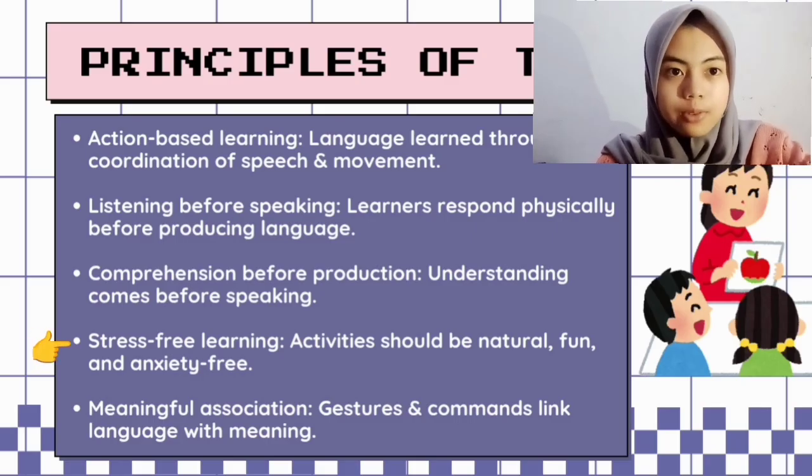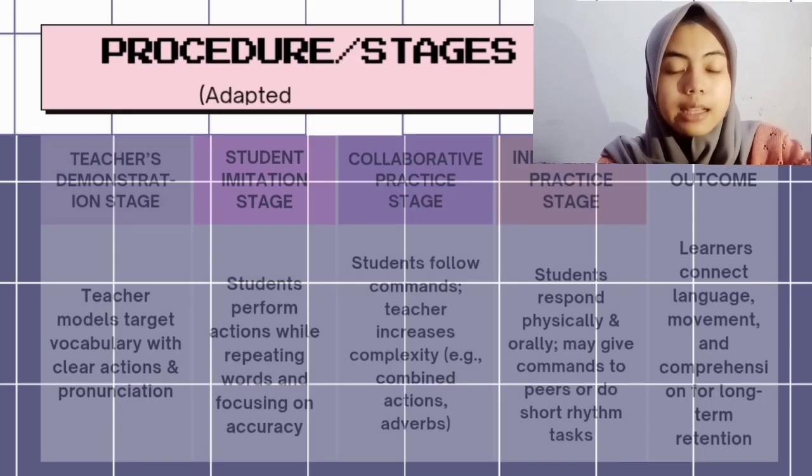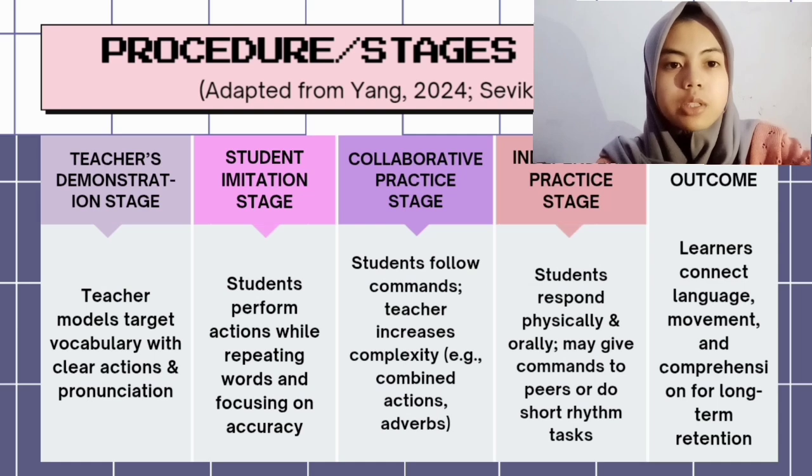Fourth, stress-free learning. Activities should be natural, fun, and anxiety-free, so students feel comfortable taking part. And finally, meaningful association. Gestures and commands connect language with the meaning, making vocabulary easier to remember. Next, let's look at the stages of TPR, adapted from Young 2024 and Survey 2012.